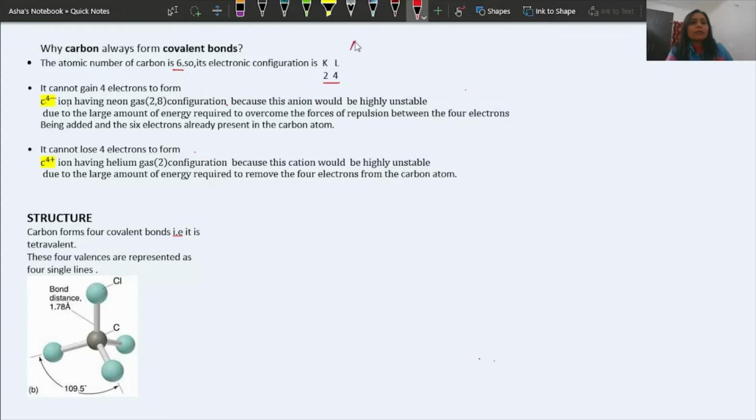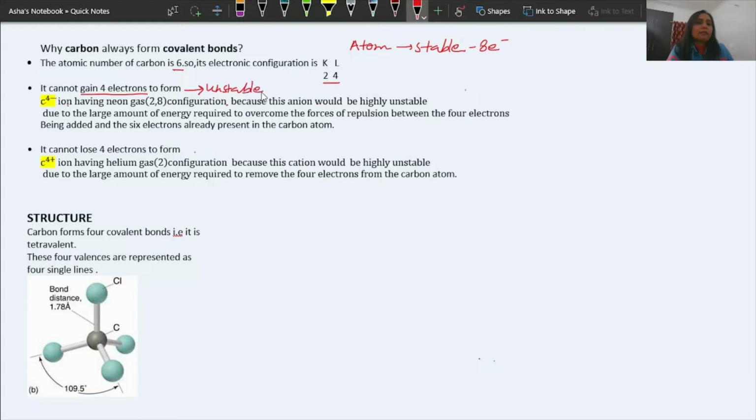Now, for an atom to become stable, it should have 8 electrons in it. Now, carbon is halfway filled. It needs 4 more to achieve 8 electrons in its last shell. Now, the first option is obviously to gain 4 electrons. But gaining of 4 electrons makes it unstable.